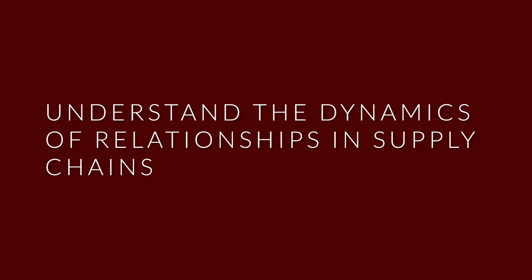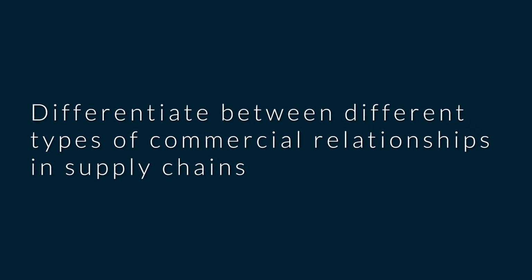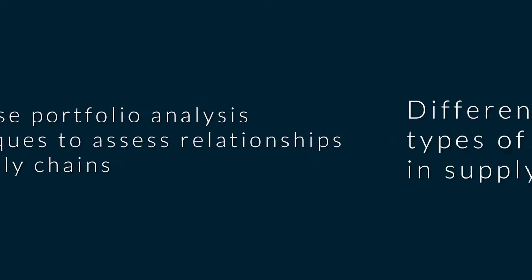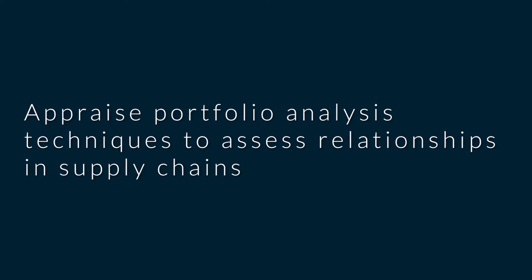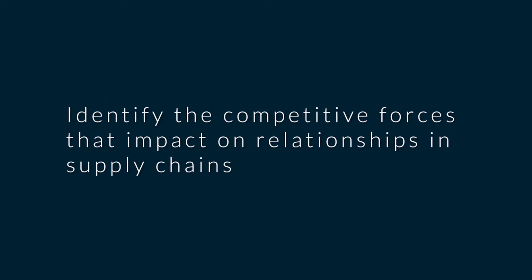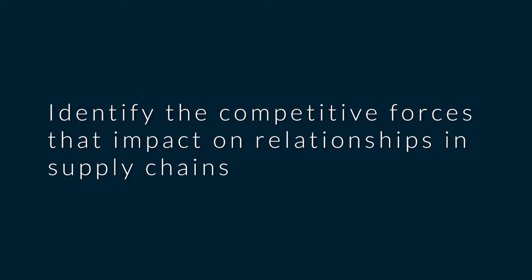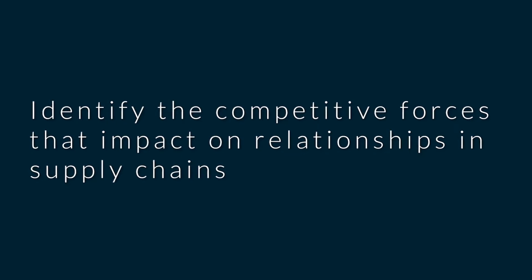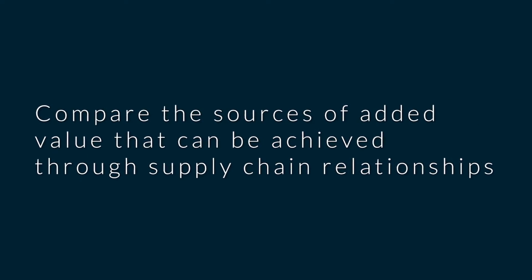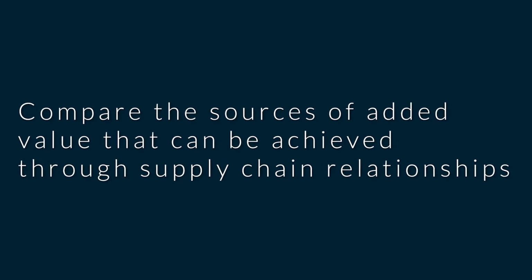Now regarding the first part, remember I said there are 3 parts. So regarding the first part, that is understanding the dynamics of relationships in supply chain, there are 4 learning outcomes, which means that by the time you're done, you should be in a position to differentiate between different types of commercial relationships in supply chains, appraise portfolio analysis techniques to assess relationships in supply chains, identify the competitive forces that impact on relationship in supply chains, as well as compare the sources of added value that can be achieved through supply chain relationship. Okay, so let's get started.